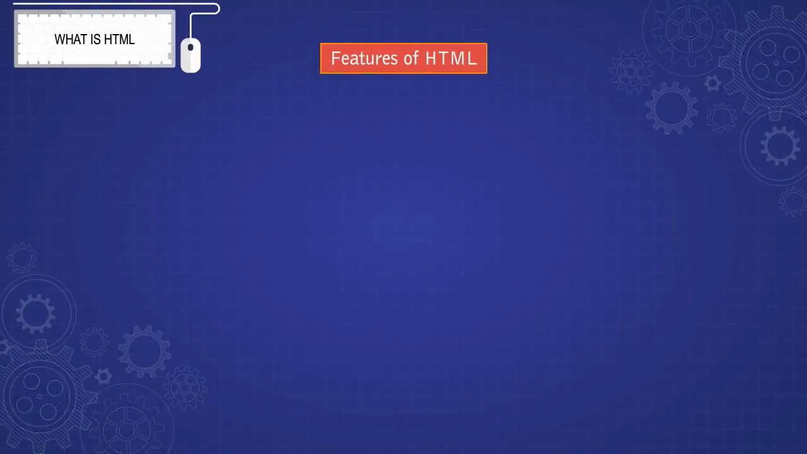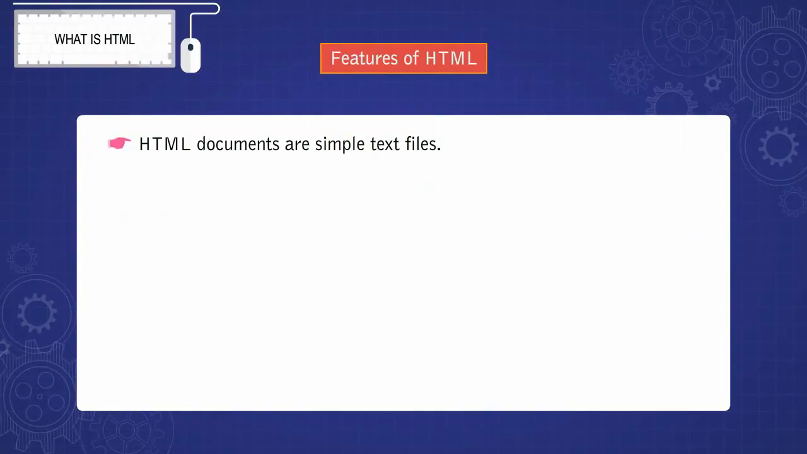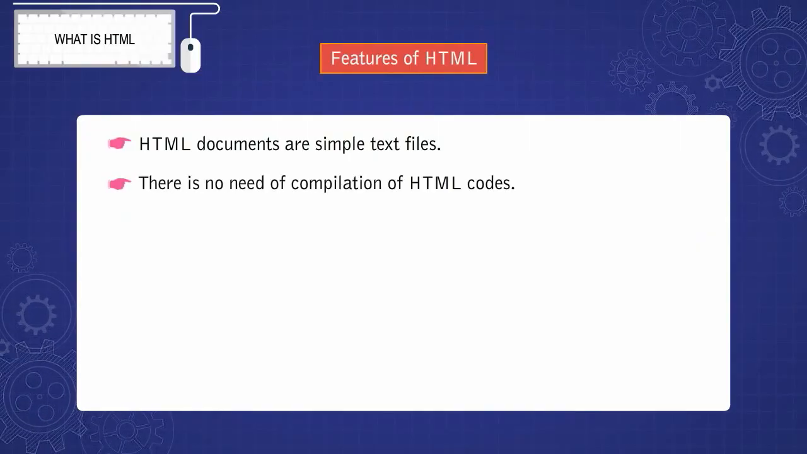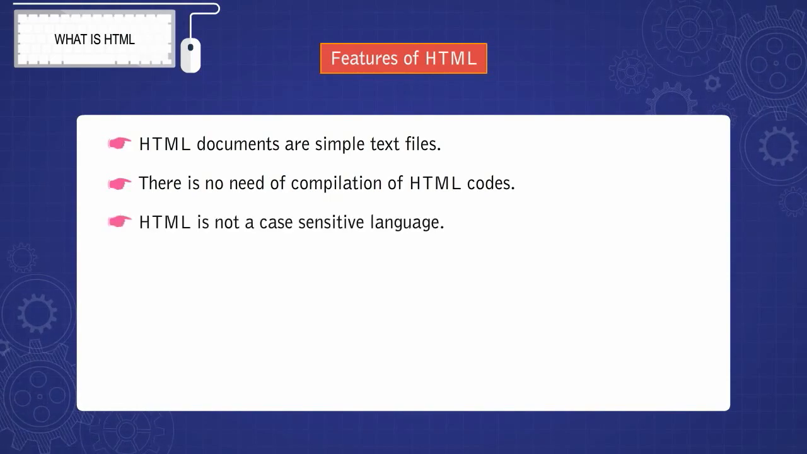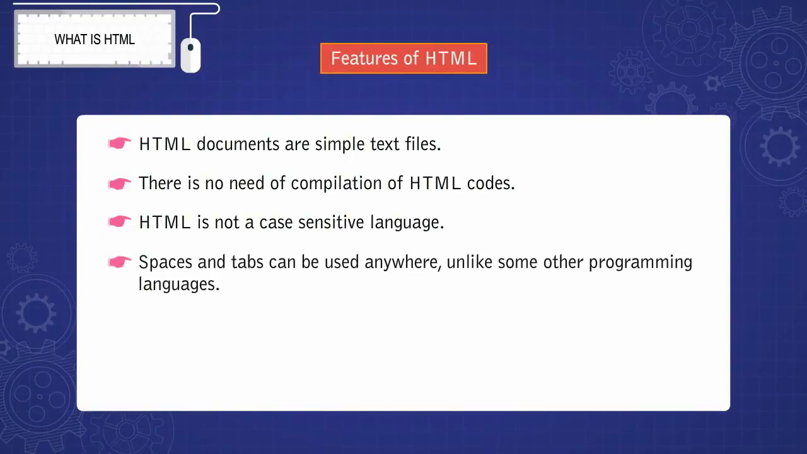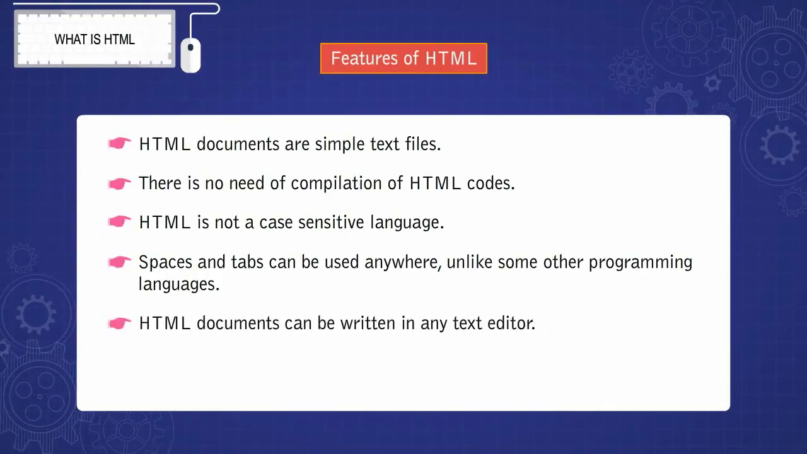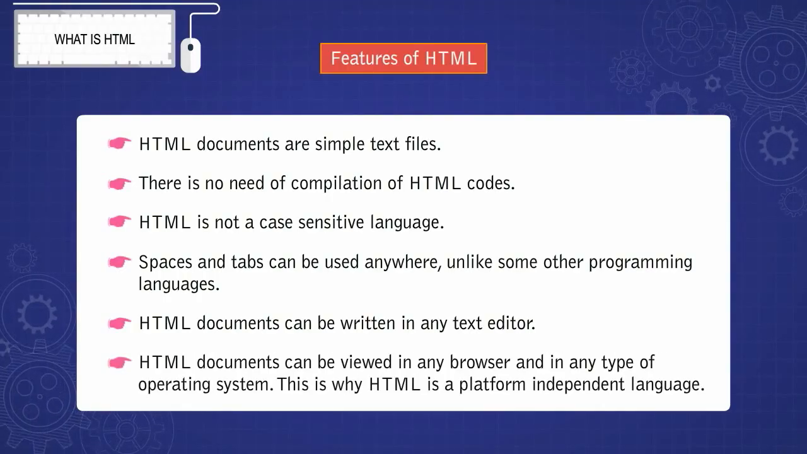Features of HTML. HTML documents are simple text files. There is no need of compilation of HTML codes. HTML is not a case-sensitive language. Spaces and tabs can be used anywhere, unlike some other programming languages. HTML documents can be written in any text editor. HTML documents can be viewed in any browser and in any type of operating system. This is why HTML is a platform-independent language.